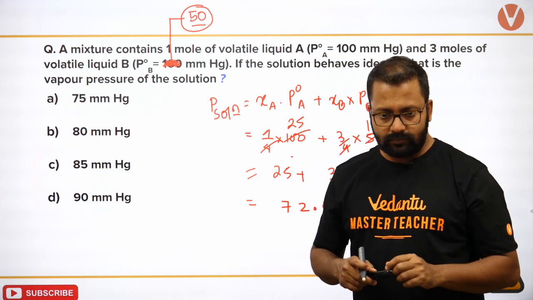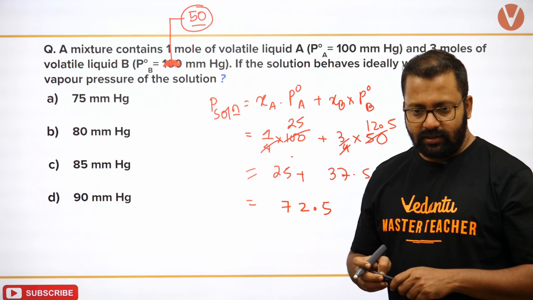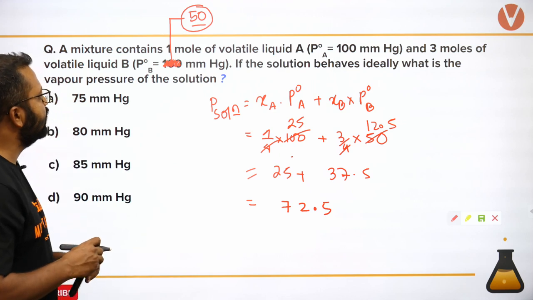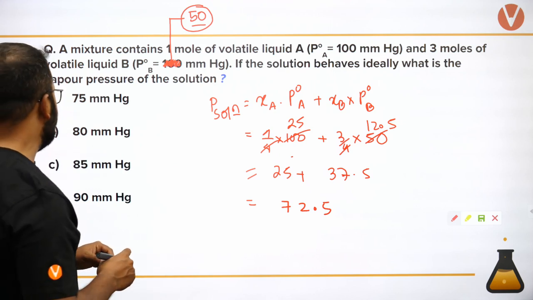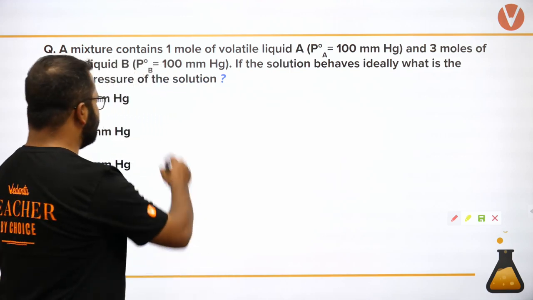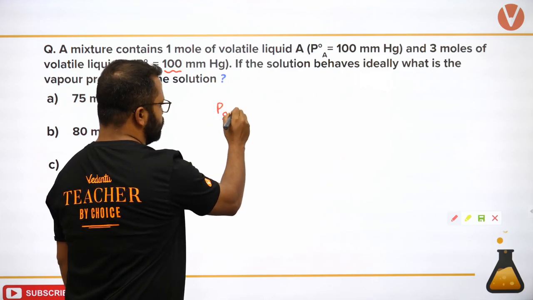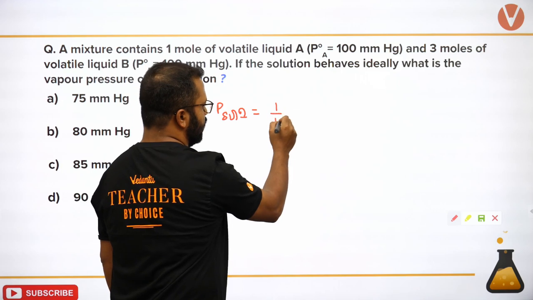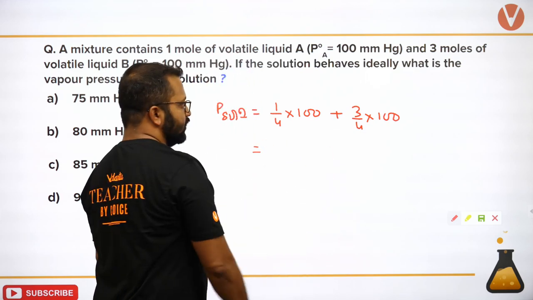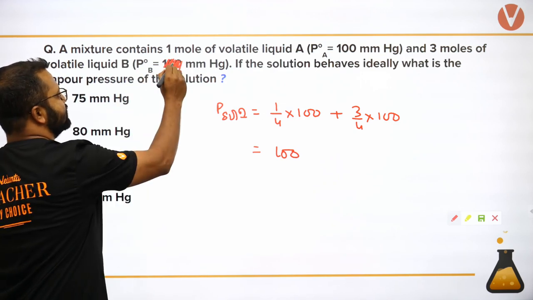Okay. Is there something wrong with the data? ओके चलो एक बार फिर से देखते हैं इसको. सपोज आप इसको 100 लेके ही चलते हैं, देन व्हाट इज गोना हैपन? देन P सॉल्यूशन विल बी इक्वल टू 1 अपॉन 4 टाइम्स 100 प्लस 3 अपॉन 4 टाइम्स 100, तो 100 ही आ गया यार. आई एम प्रीटी श्योर दैट दिस हैज टू बी समथिंग एल्स.